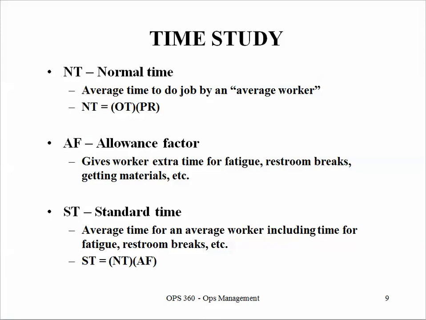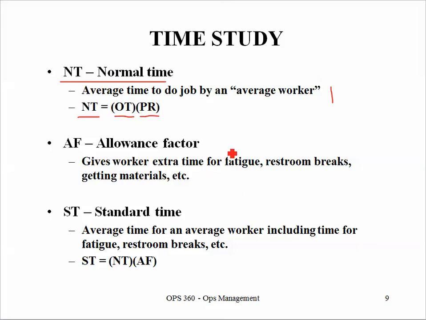So the normal time is the average time to do the job by an average worker. You're going to take the observed time that you watched the worker do the task in, and then multiply that by the performance rating to get the normal time. Basically, if the worker you observed is faster than normal, the performance rating will be greater than 1, and so it's going to increase the normal time to be an amount greater than the observed time. We'll work through an example of this in a little bit.